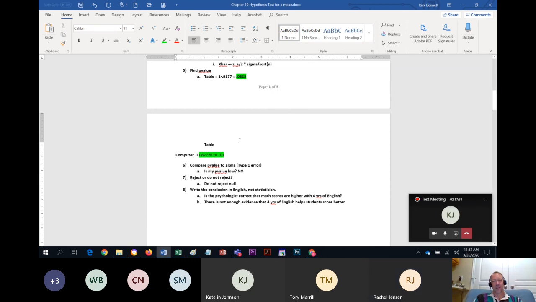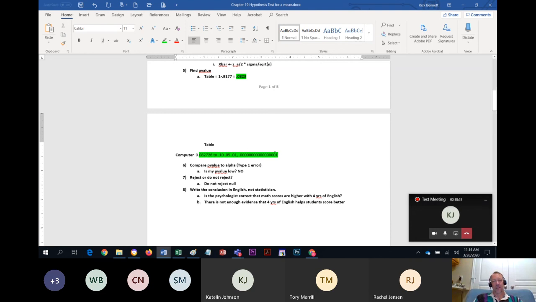So you're supposed to pick your alpha before you do your test. The most common values are 10%, 5%, and 1%. Unless you're doing a genetic test, then it's much smaller.